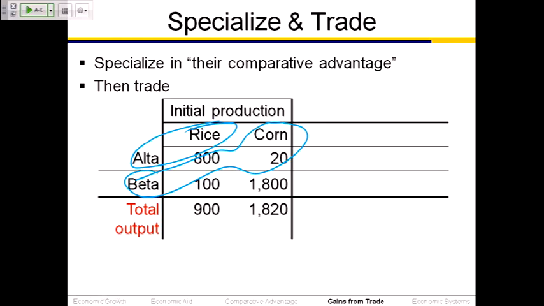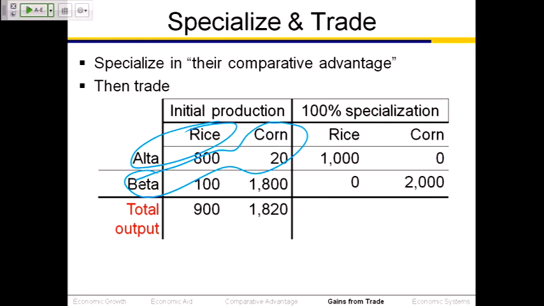Alta is going to devote all of its resources to the production of rice. If they do that, what we saw was that Alta can produce 1,000 units of rice and no corn. Beta is going to devote all of its resources to the production of corn because Beta has the comparative advantage in the production of corn. Beta is going to produce no rice and 2,000 corn. Together, what do we have? We now have 1,000 units of rice and 2,000 units of corn. More rice and more corn than we had when both economies were self-sufficient.